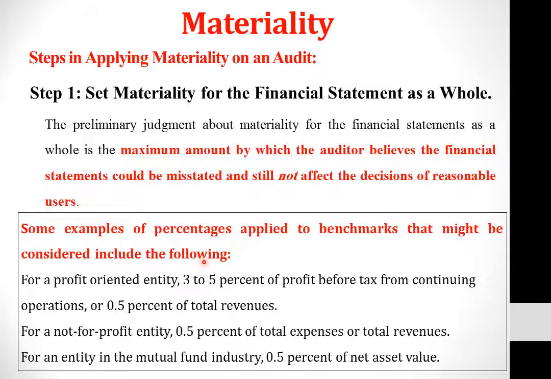Okay? Let's focus on the profit-oriented entity, because this is what we are going to focus on while we are studying how to calculate primary judgment of materiality. For your knowledge, for a not-for-profit entity, the auditor is going to take 5.5% of total expenses or total revenues. For an entity in the mutual fund industry, he is also going to take 5.5% of the net asset value. Okay, you have to keep this number in your mind because you are going to use it.